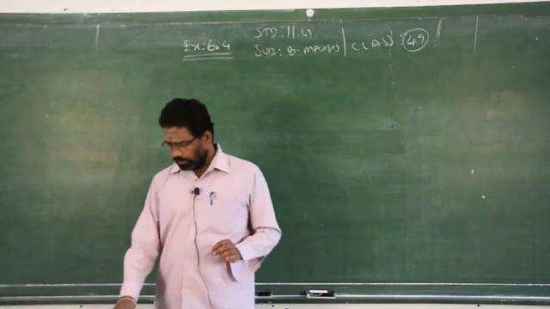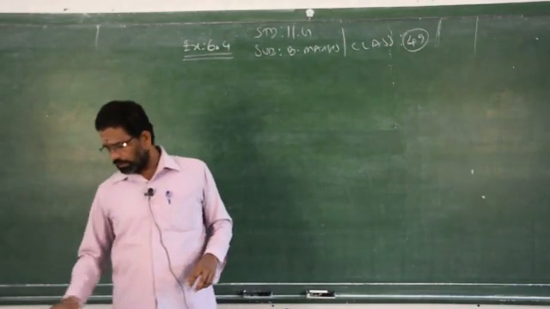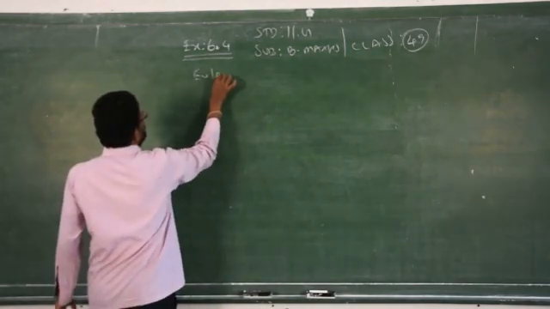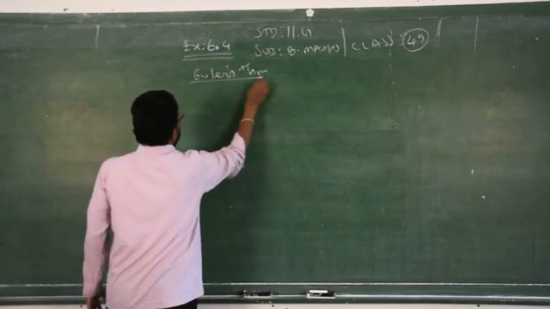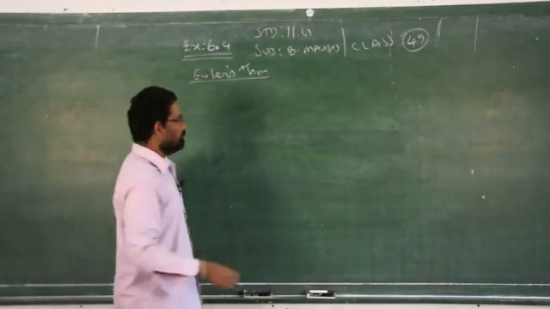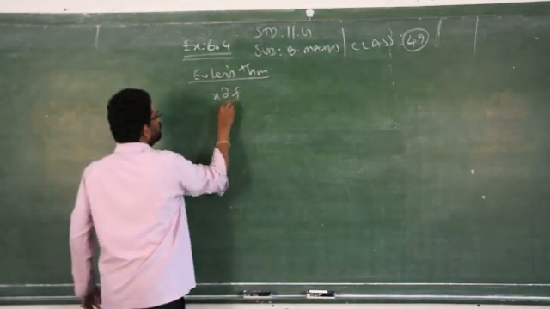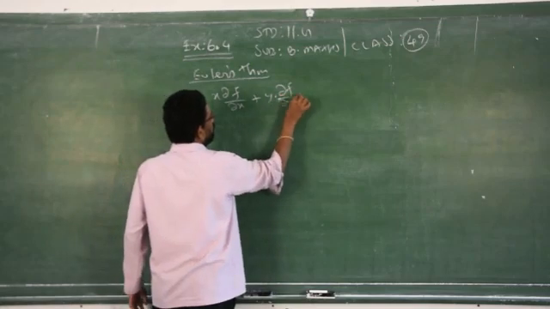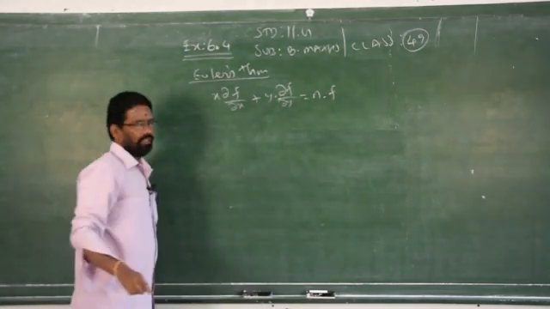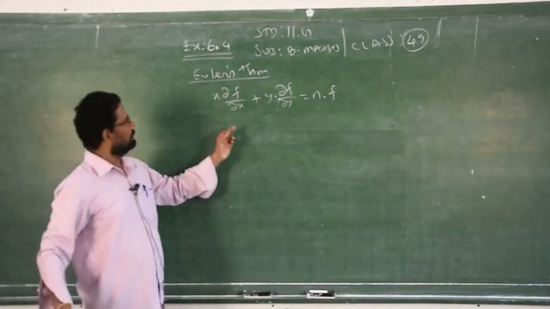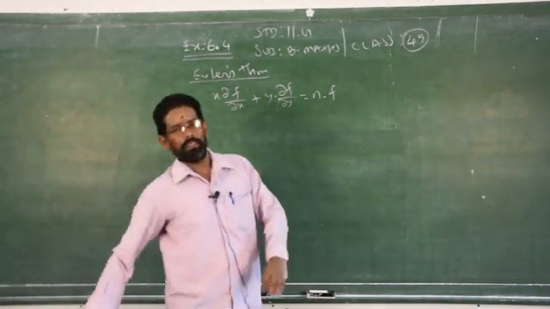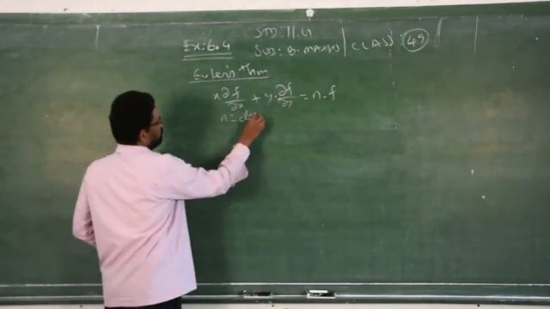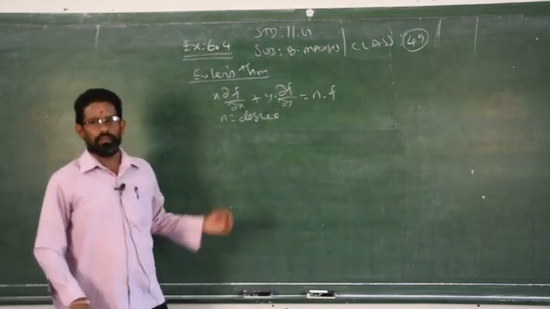Clear? So, one important formula in partial derivatives is Euler's theorem. What is the formula for Euler's theorem? x into dou f by dou x plus y into dou f by dou y is equal to n f. So, this is the Euler's theorem formula. Here n is the degree of the given function f.